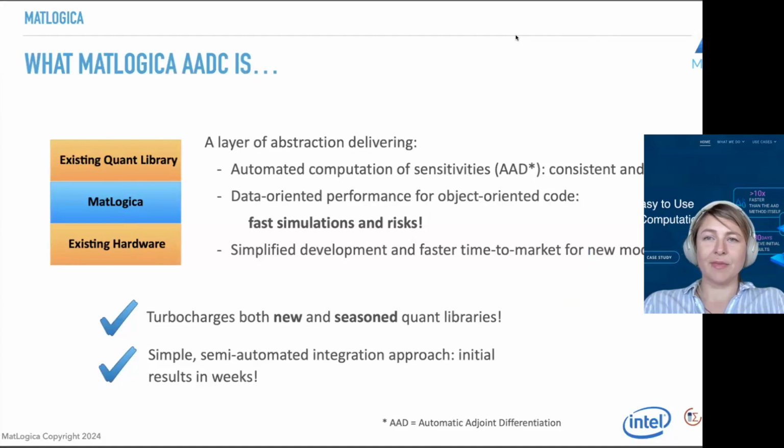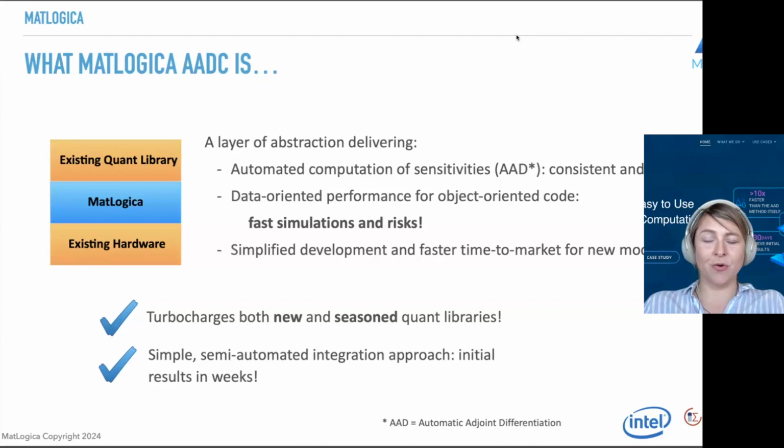So what we do, Matlogica AADC, and AADC stands for Adjoint Automatic Differentiation Compiler, and it acts as a layer of abstraction. So if you have your quant libraries and you have your hardware, with Matlogica, you can achieve superior performance. You can achieve speedups of 1000x in case of Python and a bit less in case of C++. You can also mix C++ and Python, and you get very fast simulations and very fast automatic risks. You have the same methodology, whether it's first order Greeks, second order Greeks, cross gamma, PNL explain, any of that. You've got the same method to compute sensitivities, and you also get excellent performance.